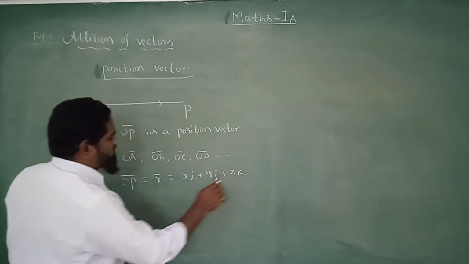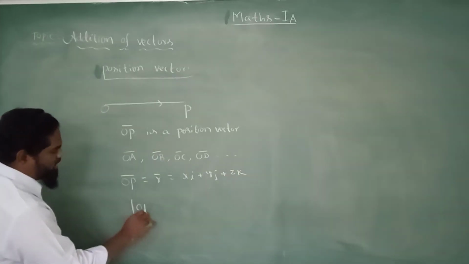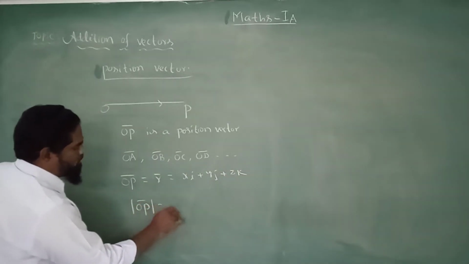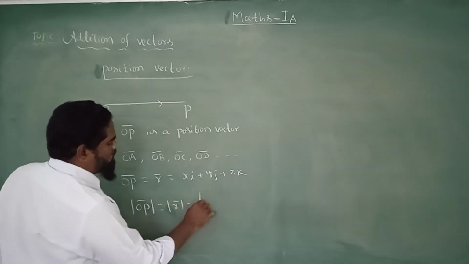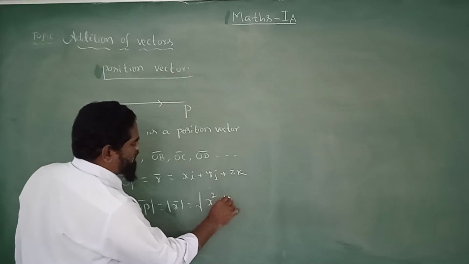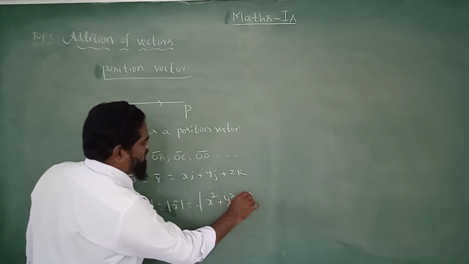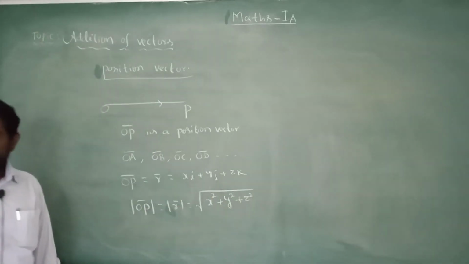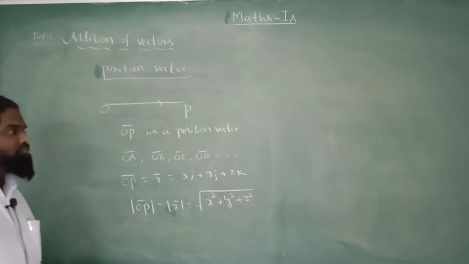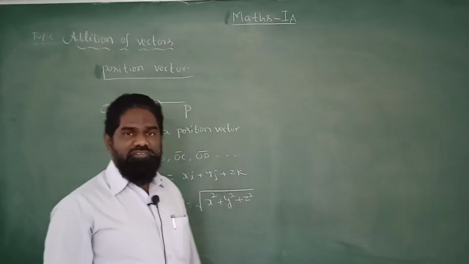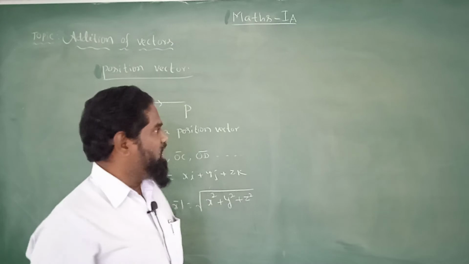This is a position vector. Its magnitude or modulus value, mod r bar, can be written as the root of the sum of the squares of the coefficients of i, j and k. This is the magnitude of the position vector.